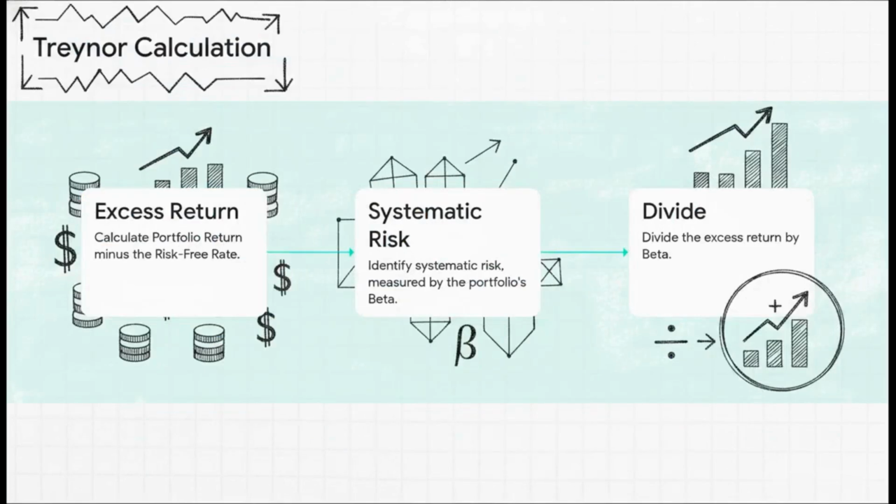The calculation steps here are pretty much identical to the Sharpe Ratio, just swapping out that risk variable. 1, calculate excess return. 2, identify your beta. 3, divide. This ratio answers a really specific question. How much excess return did this manager generate specifically for the market risk they exposed us to? A higher Treynor means they did a phenomenal job relative to broad market movements.